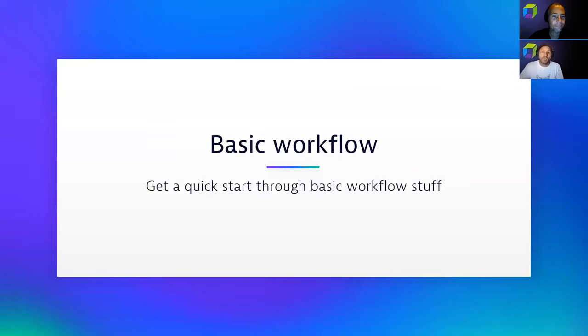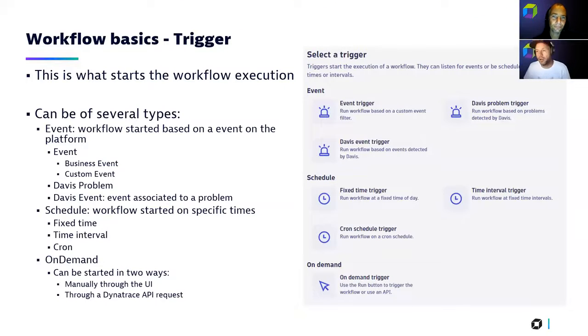So starting with basic workflow, what is a trigger? A trigger is what's going to start the workflow execution. In Dynatrace, I can set up several different things that are going to start my workflow. I can start the workflow based on an event, which can be a Davis problem, a custom event, or a business event. That thing happens and the workflow triggers and has all the context about the event. So we can use the event values in the workflow to guide our execution.